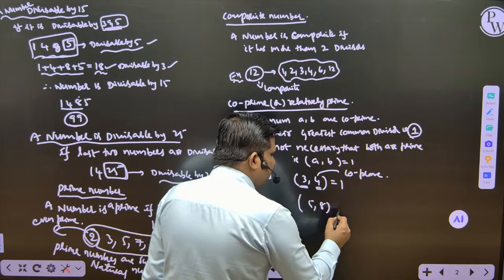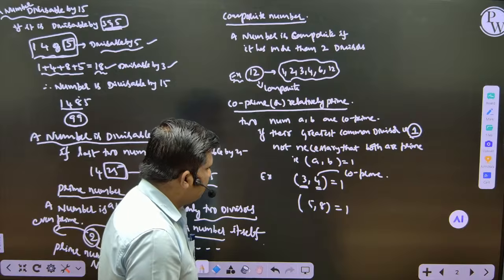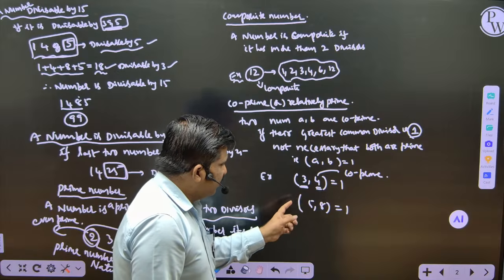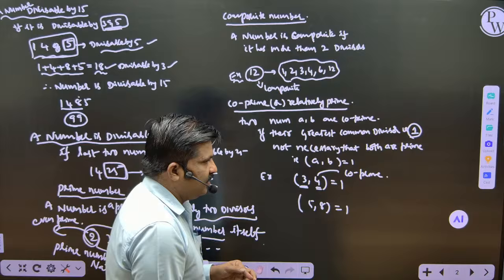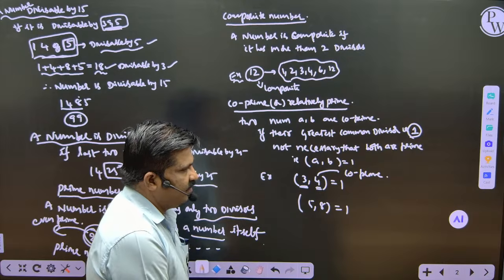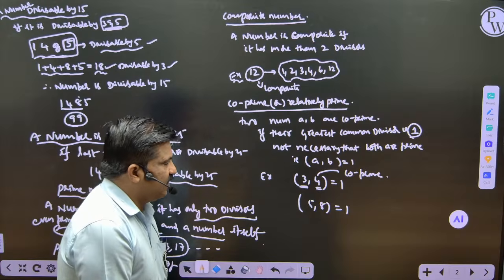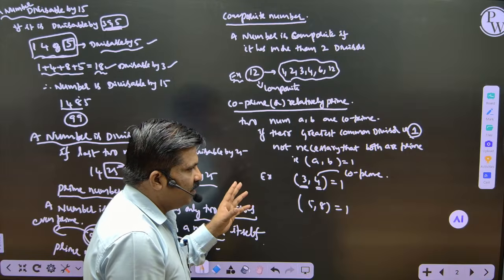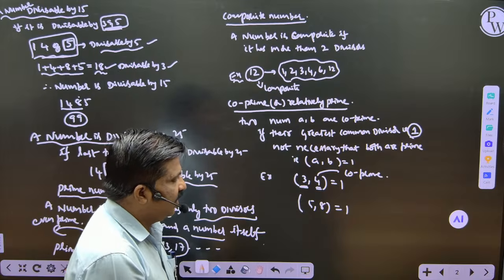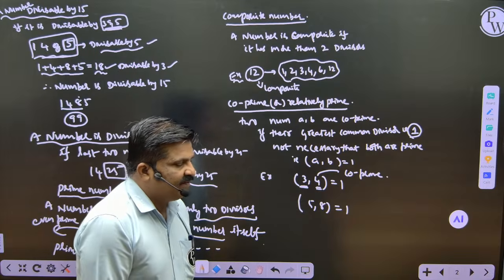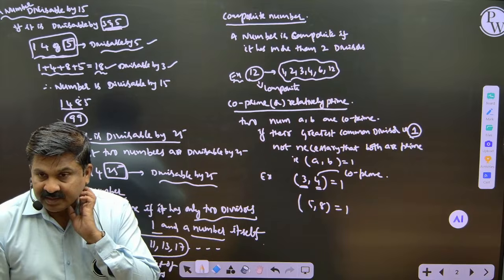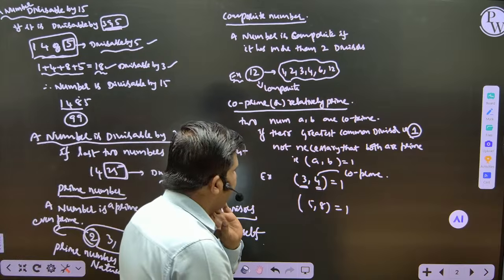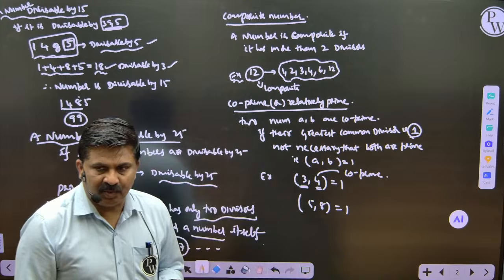5, 8 also: 5 is a prime number, but 8 is a composite number. But the greatest common divisor here is 1. That's why they are called co-prime. If the greatest common divisor of two numbers is 1, then the numbers are called co-prime or relatively prime. So it does not mean that both the numbers are prime numbers. One may be a prime, the other may be a composite.